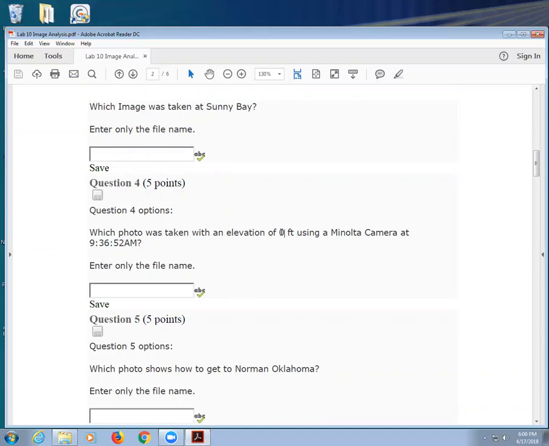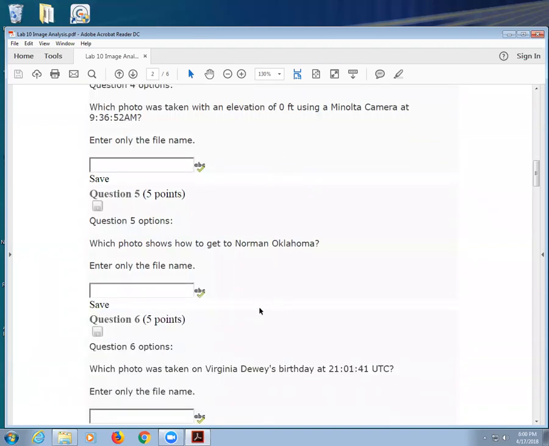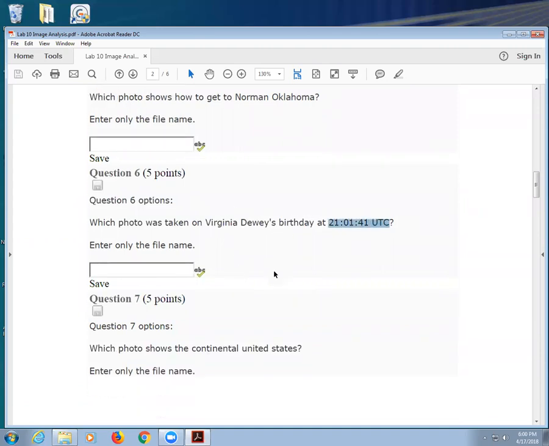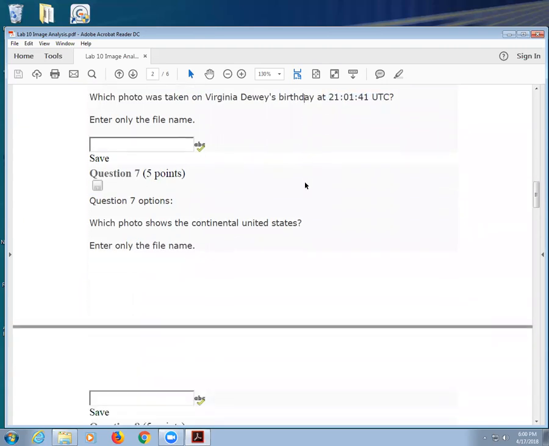Yes. Which was taken at elevation 0 feet using a Canon Minolta camera? Which picture shows you how to get to Norman, Oklahoma? That's my favorite one. Okay. Which one was taken on Virginia Dewey's birthday at this time? What the heck is UTC? I don't know. You figure that one out.